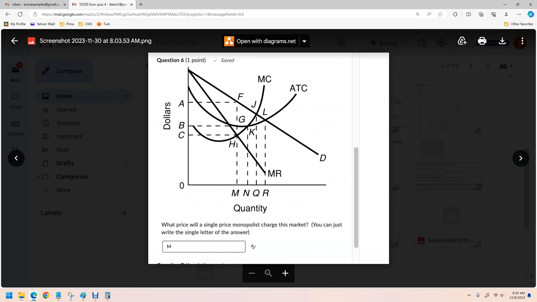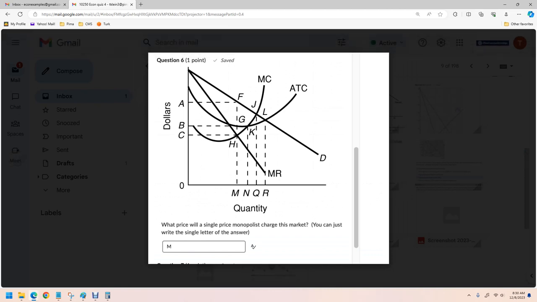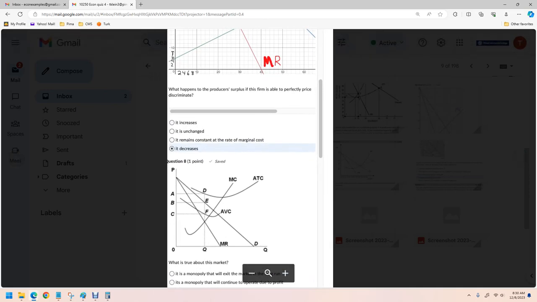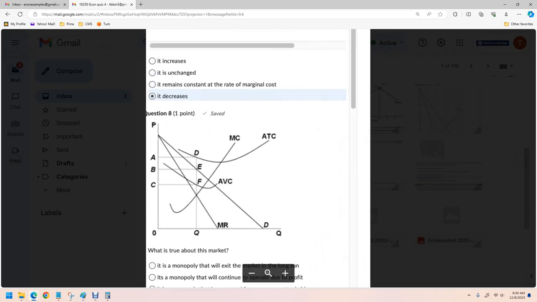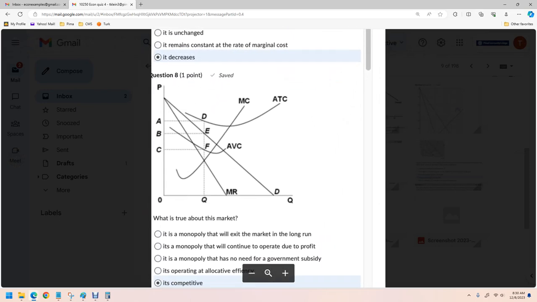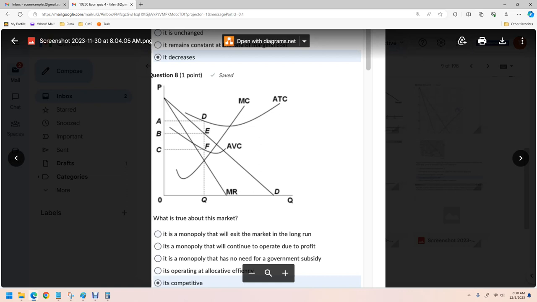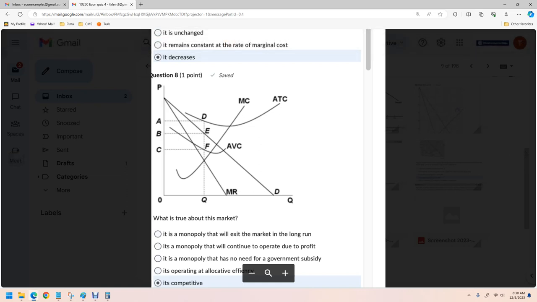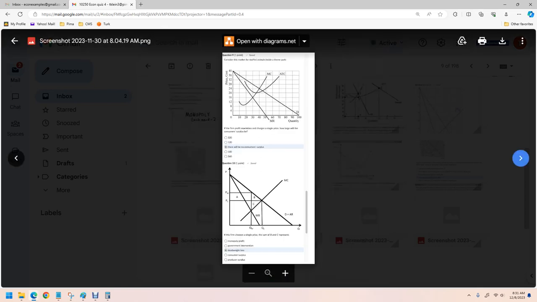What price do they charge? Again, profit maximizing. Go up to here. You got that right. Producer or consumer surplus decreases if there's price discrimination. This market is not competitive because we have a downward sloping demand curve. It's imperfectly competitive. But if you notice, unlike those other graphs, the average total cost is higher. So in the long run, we're going to see exiting in the market.